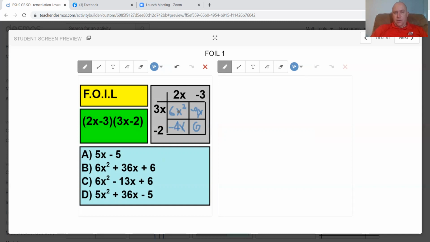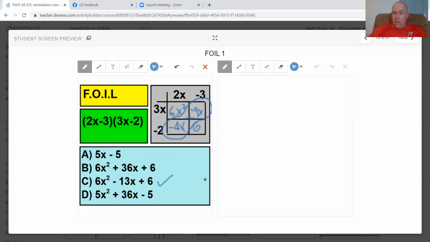Now, notice some of these answers don't even have a 6x squared in, so I know it's between A and B already. Oh, sorry, B and C. And then for these middle terms, these are the ones where we're going to add. So we're finished with the multiplication side. We're just adding these now. Now, they're hoping you're going to do negative 4 times negative 9, because that gives you positive 36, but that's not what we're doing. Negative 4 and negative 9 is negative 13, and then the 6 in the corner is your positive 6.